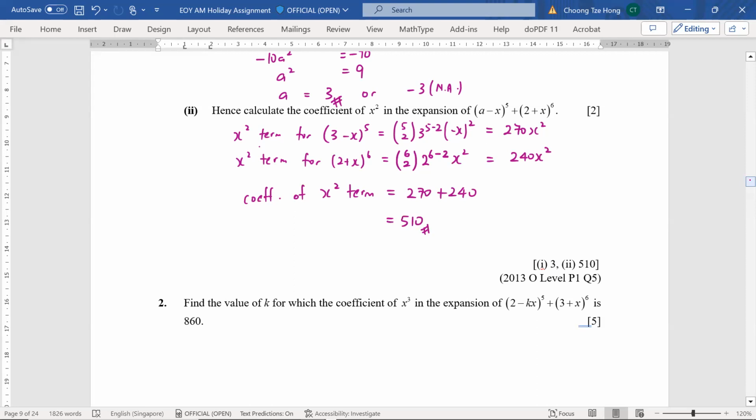The learning point from this question is, if only one term in the binomial has an x, we can straight away identify what is the term number that will give us the x power term that we want. In this case, for part 1, the x cubed term, and for part 2, the x squared term.